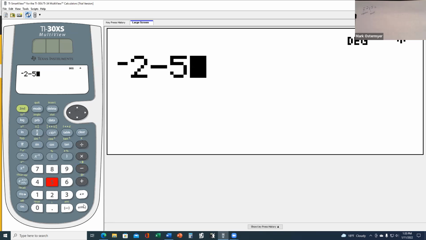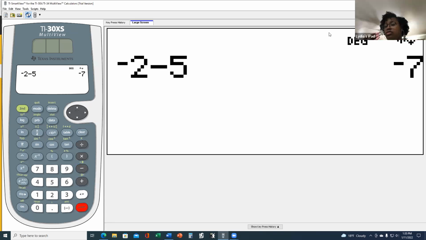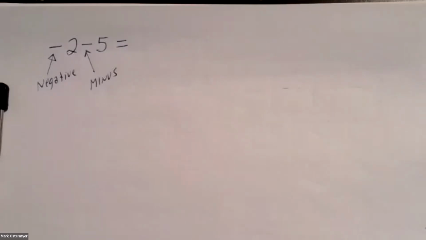You see that there? All right. When you hit enter, enter means equals. You should get negative what? -7. So -2 subtract 5 is -7. Everybody see how we did that there? Okay. And that would work the same on the TI-34.